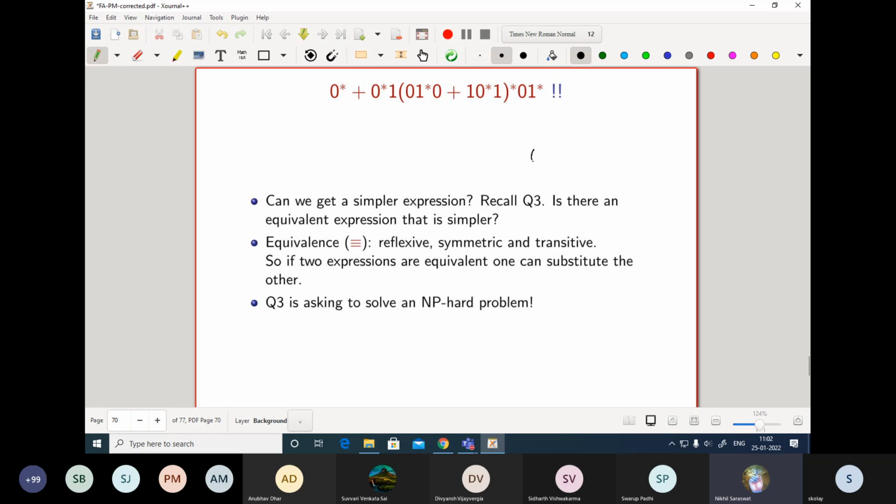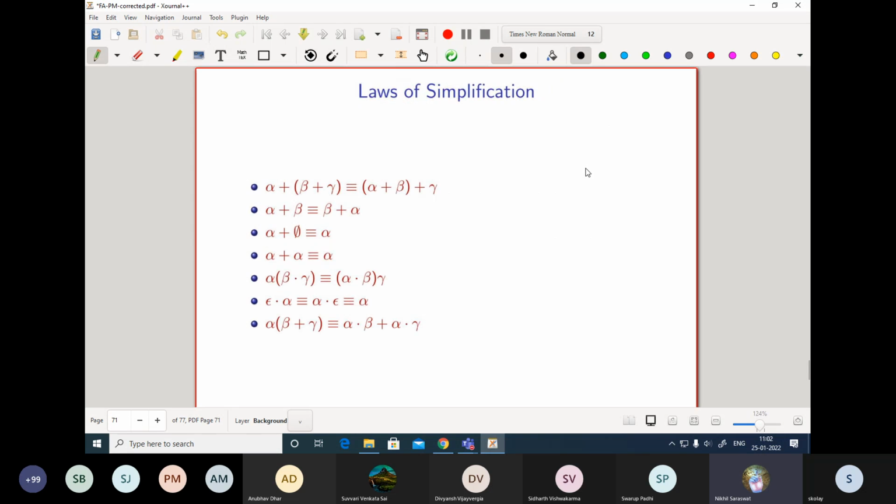So for example, if I gave you a pattern like 0 plus 0 into 1, then you know that this can be simplified into 0 1, because this 0 plus 0 is not doing much. This is just 0 1 plus 0 1, which is the same thing, so I can write it as 0 1. So these are some observations similar to algebraic simplification rules. We can construct such rules for patterns as well, and try to apply the rules on a particular pattern to simplify it. So here are some laws of simplification.